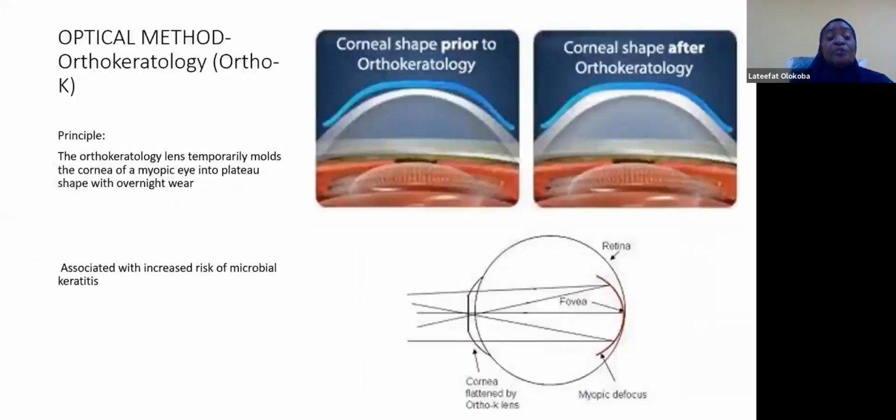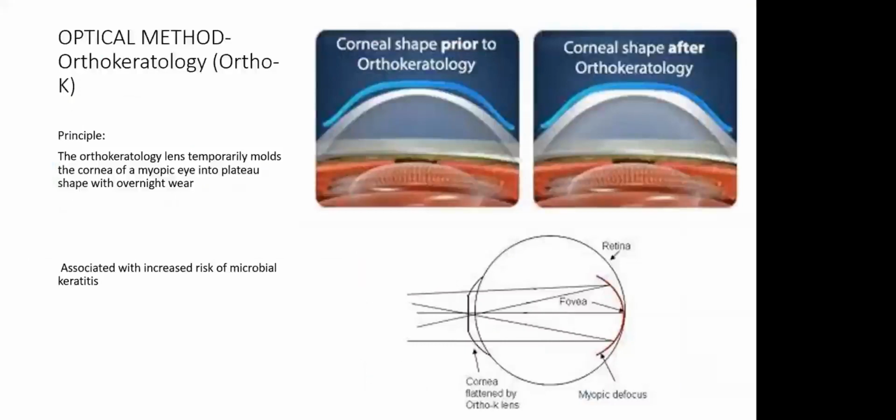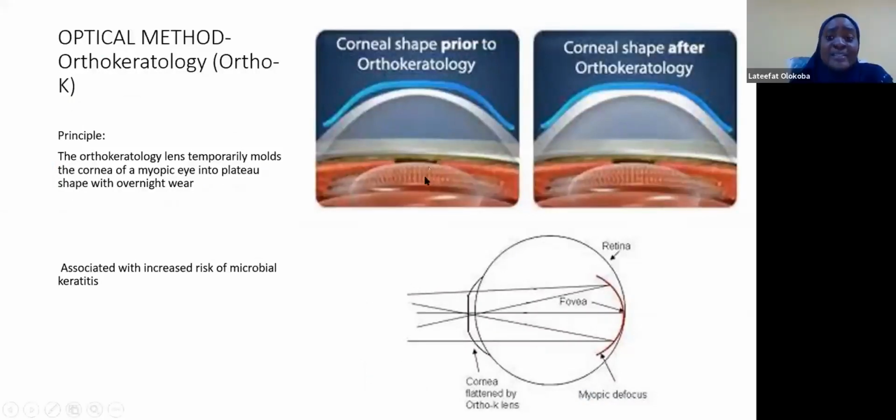Another method for myopic control is the use of auto-K lenses, or autokeratology. These auto-K lenses are rigid lenses that are worn overnight. This temporarily shapes the cornea. It flattens it into a plateau form, such that when the contact lenses are removed in the morning, the cornea assumes a flattened shape, and this is in place throughout the day.